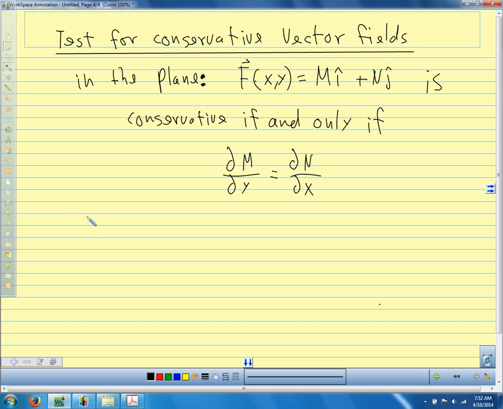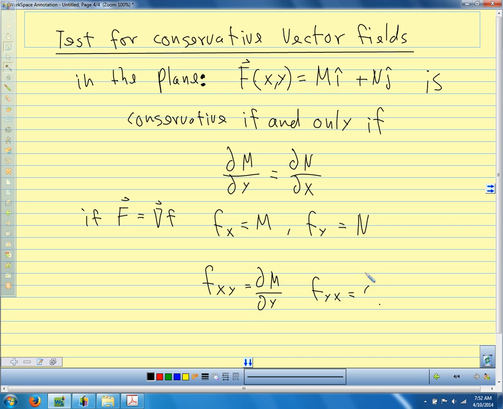So what we're saying is, if F is the gradient of some potential function, f sub x equals M and f sub y equals N. Then f sub x y is the partial of M with respect to y, and f sub y x is the partial of N with respect to x. And our mixed partials are equal.